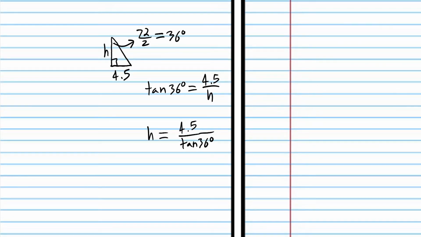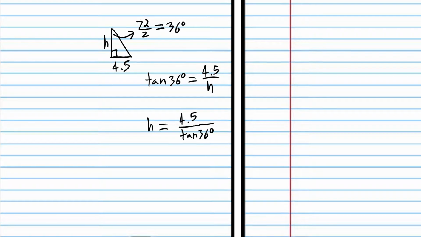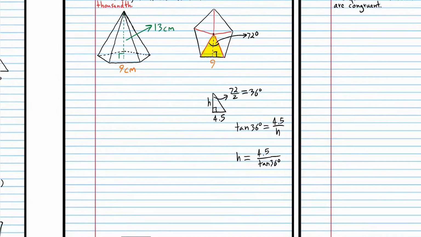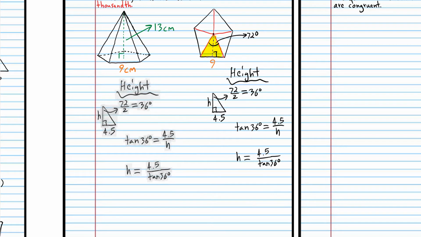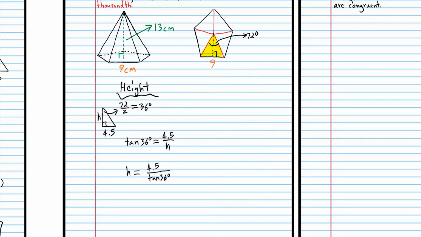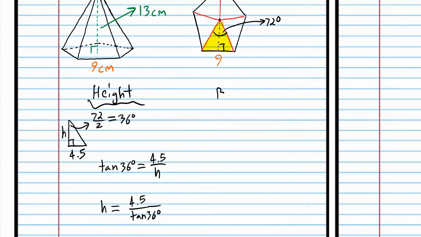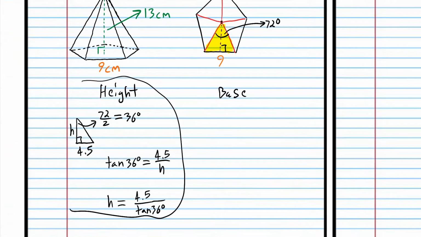I already showed you the steps on how to solve for h on that. So 4.5, actually I might just leave it like that for now. So that's the height, and I'm going to label that part of the problem as height, so we know that's what that work was dedicated to. Now we're going to find the base. Now it turns out we actually already know the base. The base is just 9. So we didn't really need to do much work for that.